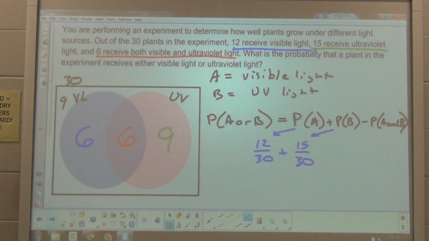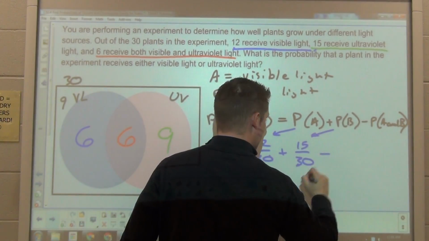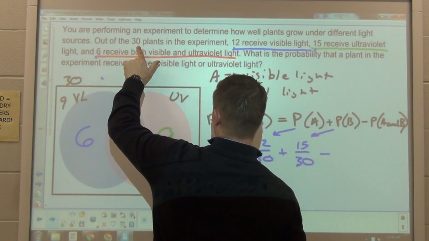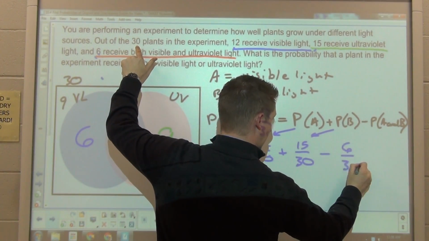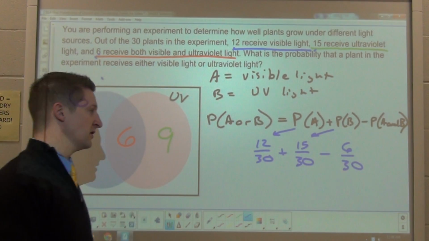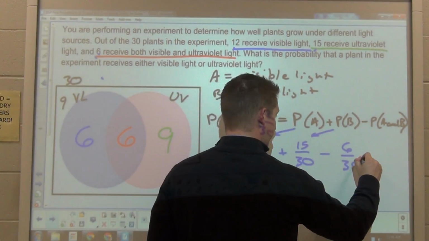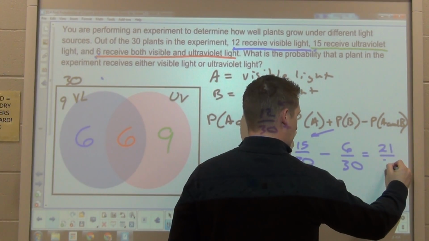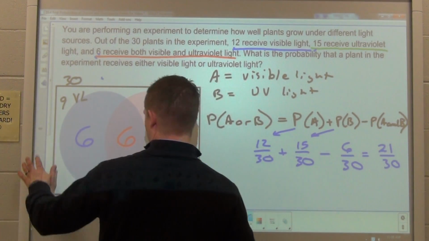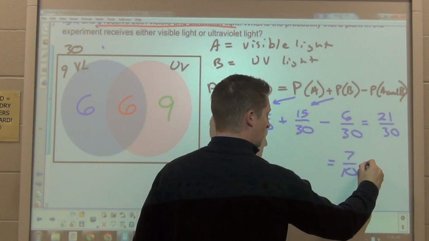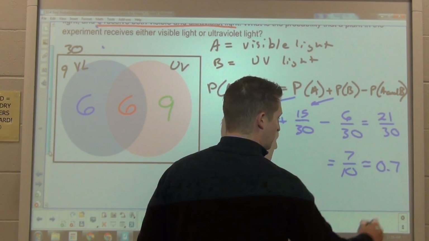Now, because this is an overlapping compound event, I then have to, at the end, subtract the overlap. The overlap was the 6 that received both visible and ultraviolet light out of the 30. So we subtract 6 out of 30. 12 plus 15 is 27. Minus 6 is going to be 21. So in the end, when I put these all together, I have 21 out of 30. 21 out of 30, we could reduce that, I suppose, to 7 out of 10, or if you really like decimals, that would be 0.7.